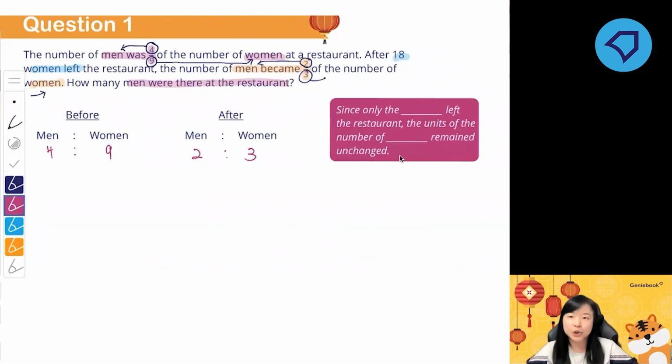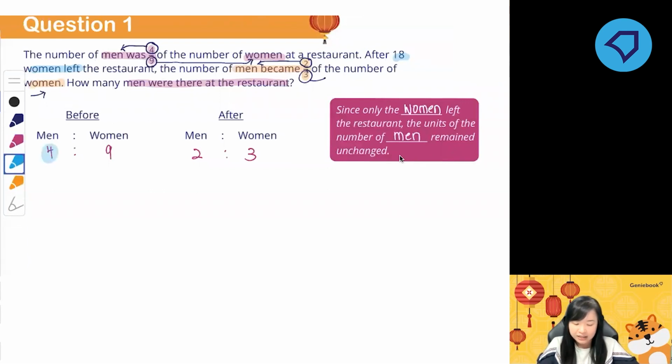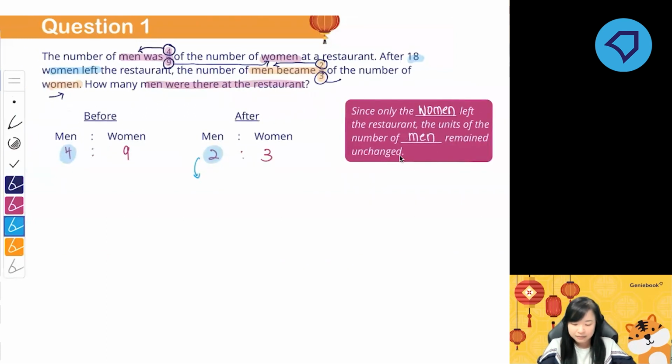Now I want you to think about this. Who left the restaurant, the men or the women? The women, very good. So I'm going to put it in. Only the women left the restaurant. If the women left, the number of men should remain unchanged. So I'm going to highlight the number of men over here. The units are 4 and 2. If I know that the men is unchanged, I must make the number of men the same. Can you tell me what's the common multiple of 4 and 2? That will give us 4. So I'm going to multiply by 2.